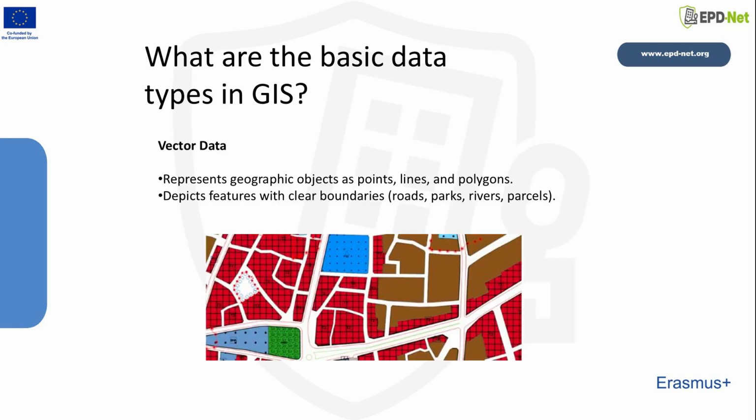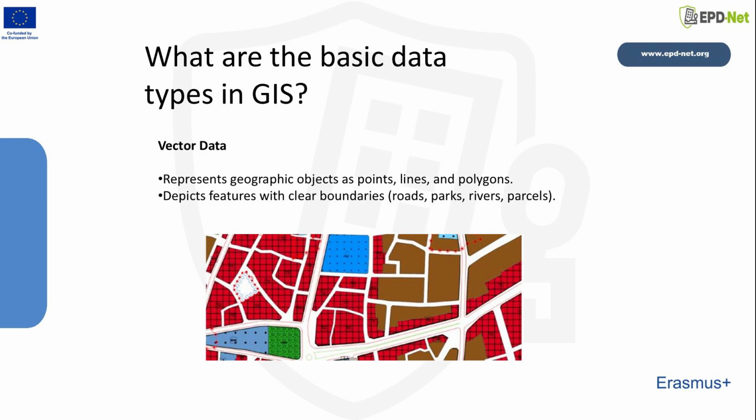In this slide, vector data, one of the fundamental data types used in geographic information systems, GIS, is examined. Vector data represents geographic features spatially through the use of points, lines, and polygons. This form of representation is preferred particularly for spatial features whose locations and boundaries are clearly defined. Within a GIS environment, vector data is widely used to model discrete spatial objects such as roads, parcels, rivers, buildings, green spaces, and administrative boundaries.